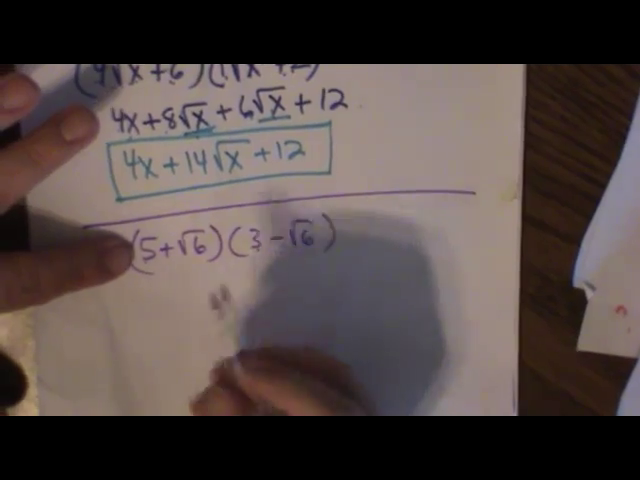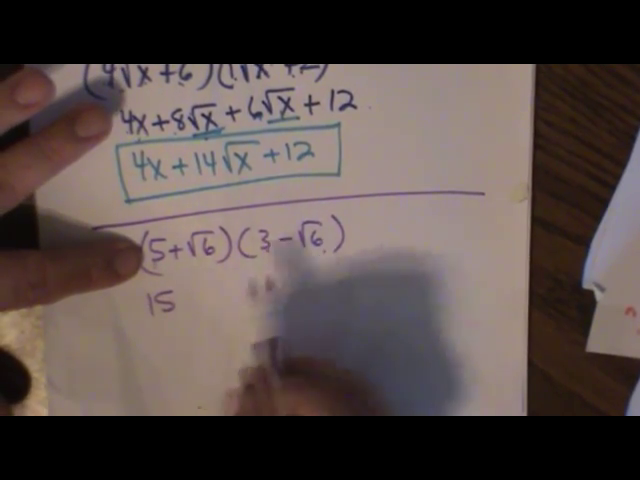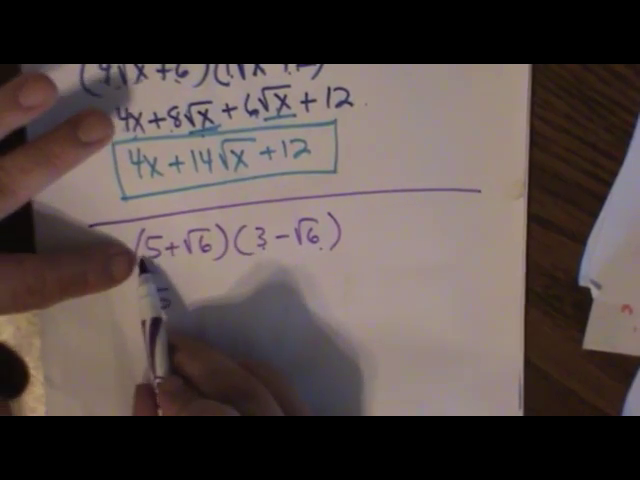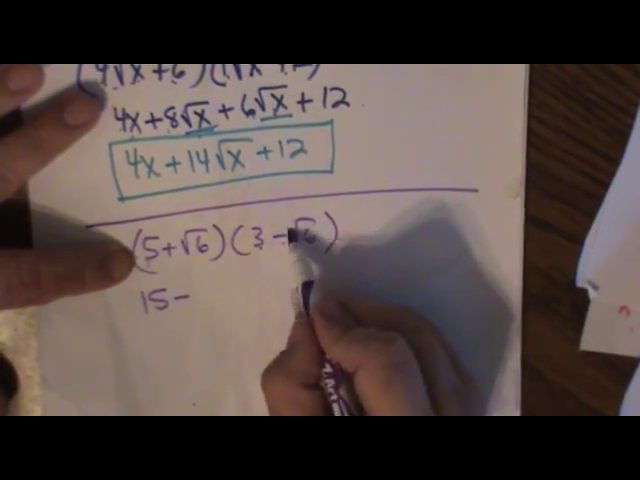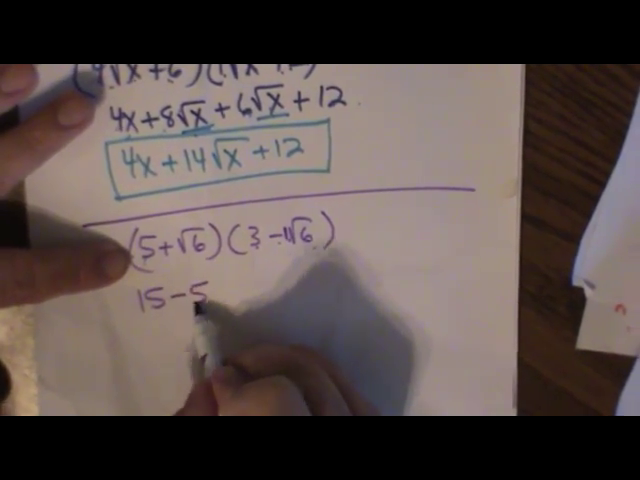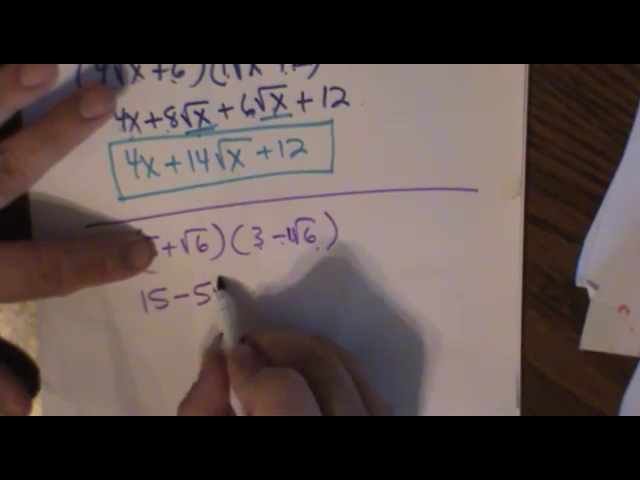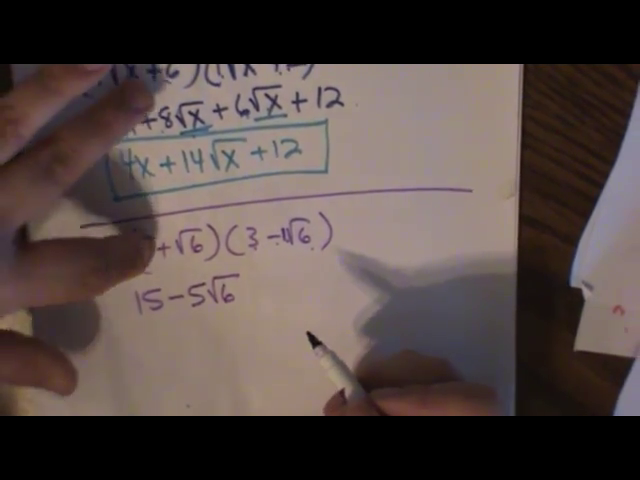So first times first, 5 times 3 is 15. Outer times outer. Go with the signs first. Positive times negative is negative. Then we have a 1 on the outside here, so 5 times 1 is 5, and then no radical here, so we've got just the square root of x.